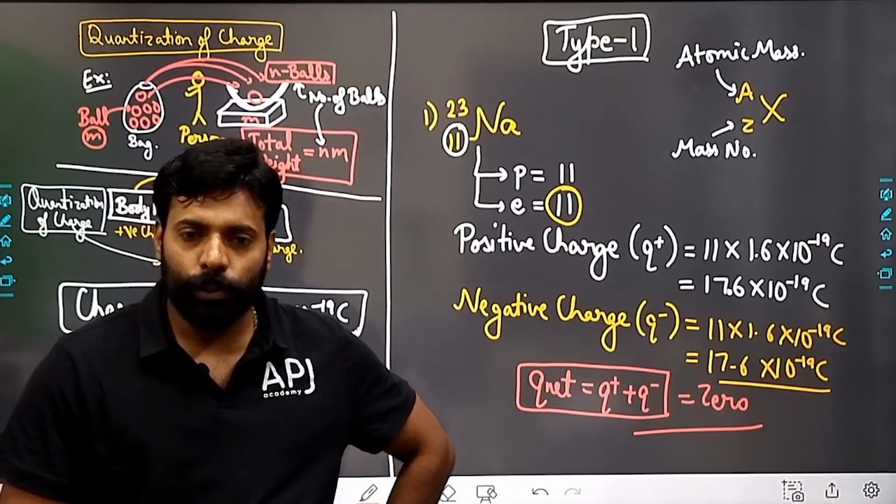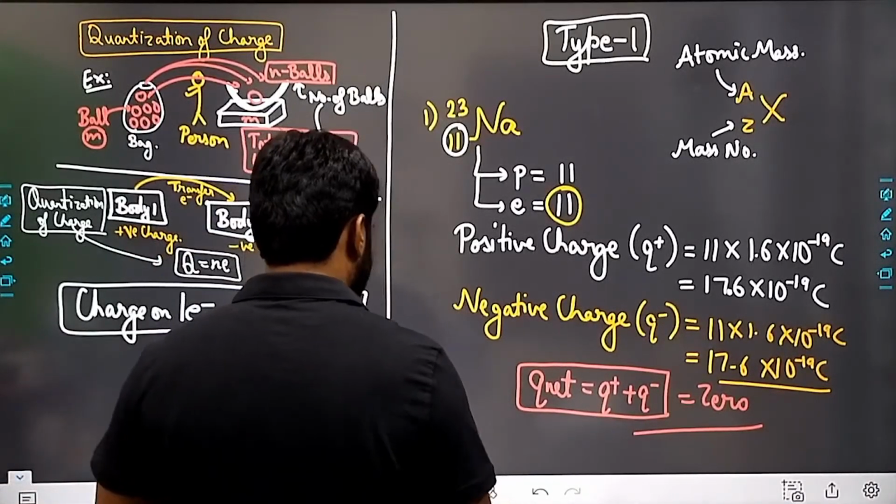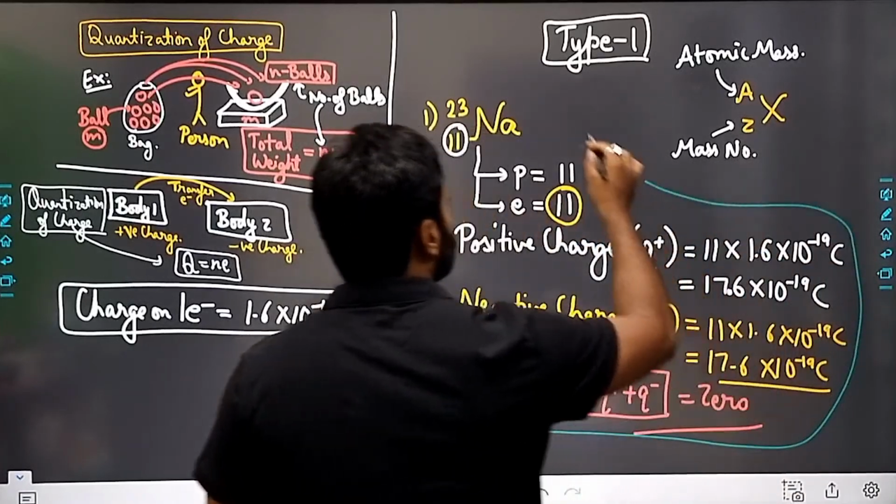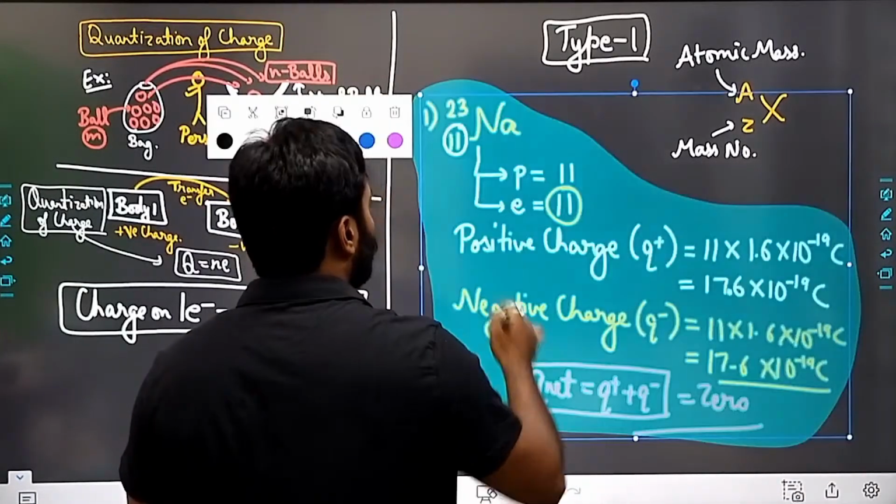So this is the type 1 question which we generally have in our questions, in our assignments, in our DPPs. We will be having this.